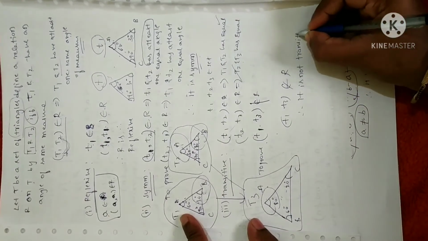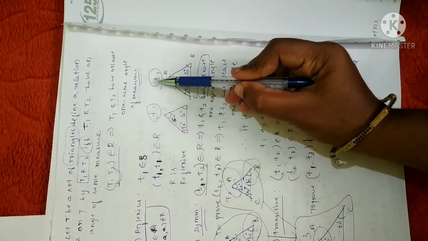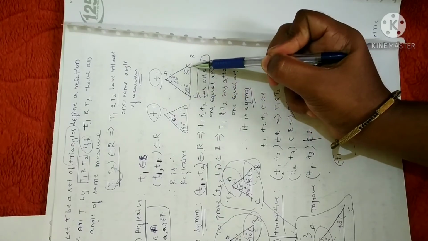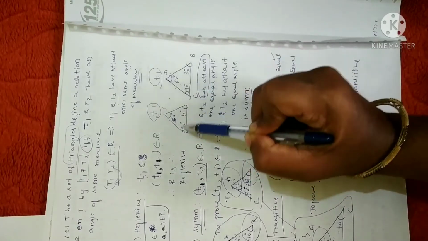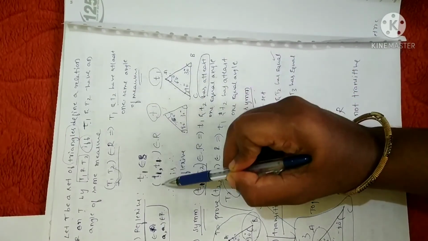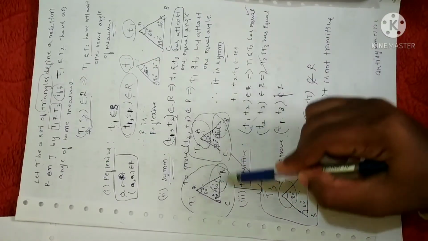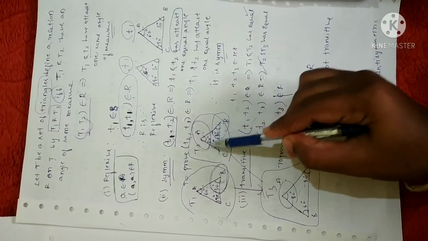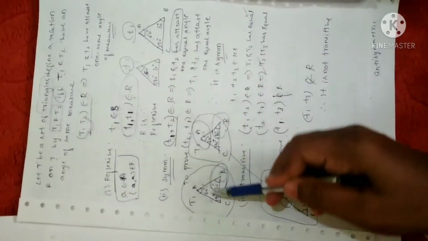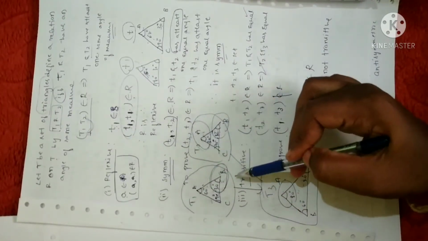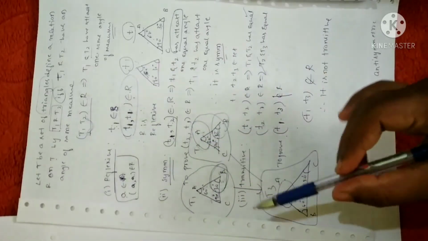I'll just repeat once again. For reflexive, I have taken one triangle with measurements 60, 90, 30. Since I am talking about reflexive, I have to take the same triangle. So it has at least one equal angle. Therefore, (T1, T1) belongs to R. It is reflexive. For symmetric, I have chosen two triangles such that one angle is equal, since angle B is equal to angle A. Again I am taking those two triangles, just reversing the order. Even when you reverse the order, there will be at least one angle of equal measurement.